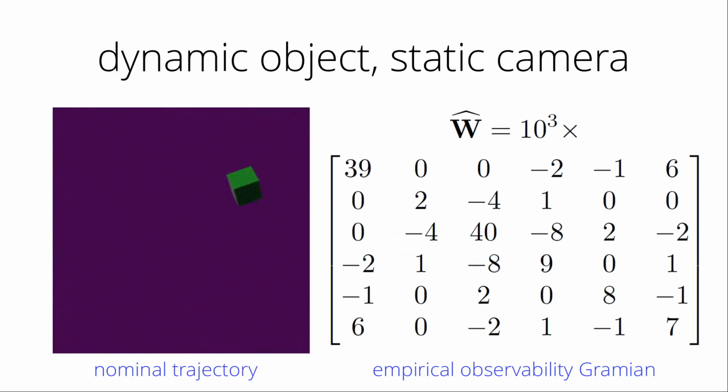We can also apply this to an object with dynamics. So we have a nominal trajectory on the left. We can calculate the empirical observability gradient on the right, and we can extract similar information from this matrix.